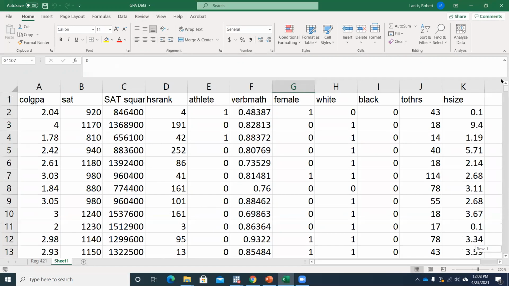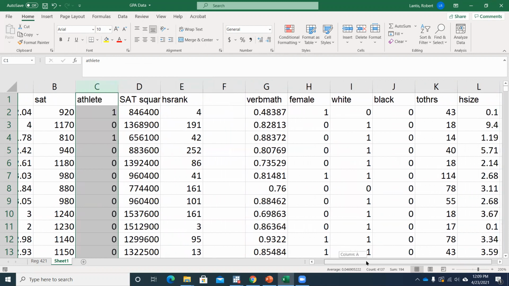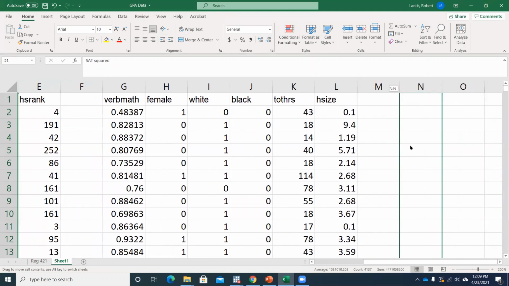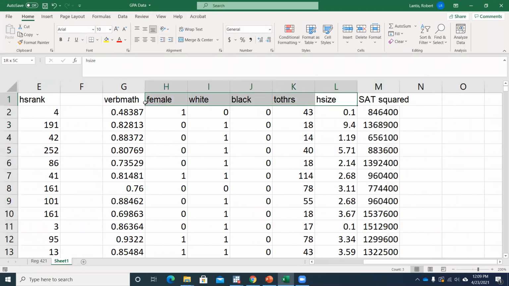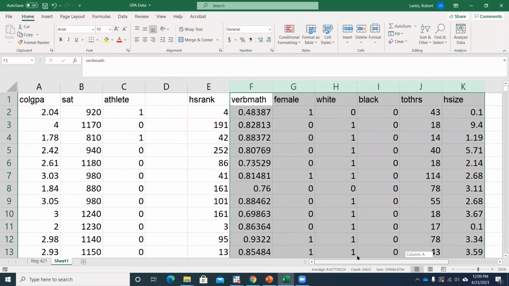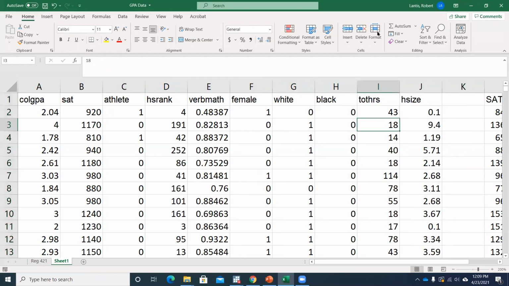So it looks like I have to scroll up here. I had all this information on SAT scores and about these different students, and I also had their GPA. What I'm going to do for right now is insert a row. I'm going to move this athlete variable over here, and I'll show you why in a second. I'm also going to move this SAT squared out of the way because we're not going to use that. Then I'm going to move everything so that we can see it. So I'm just moving the SAT score out of there, deleting this row. Here's the data that I'm going to work with.